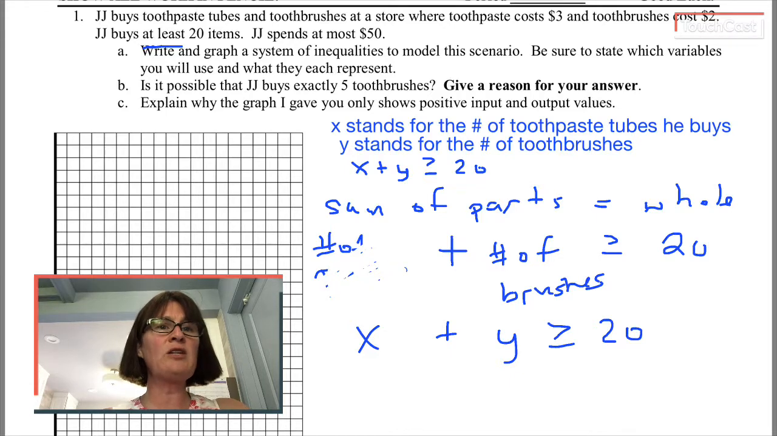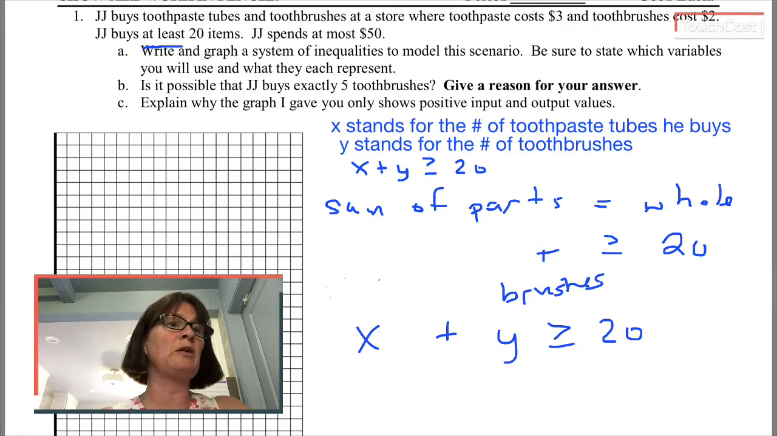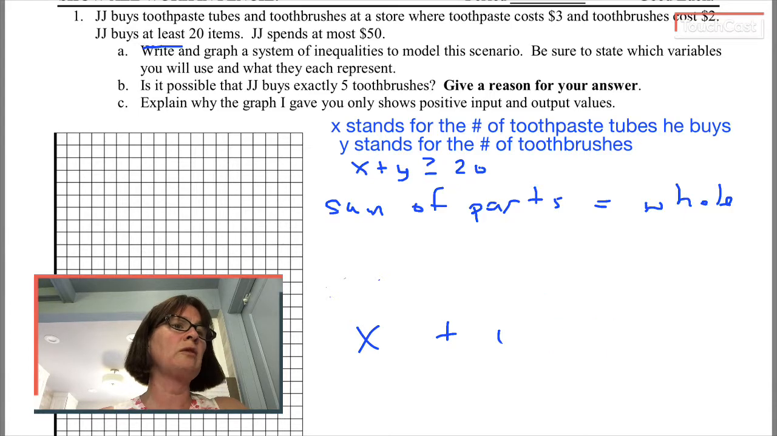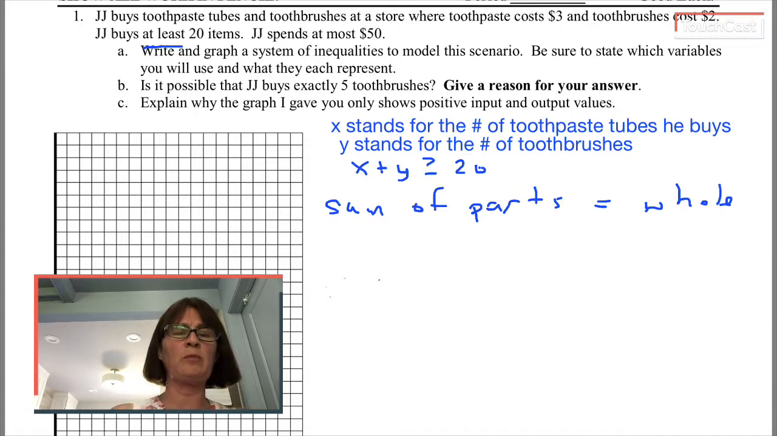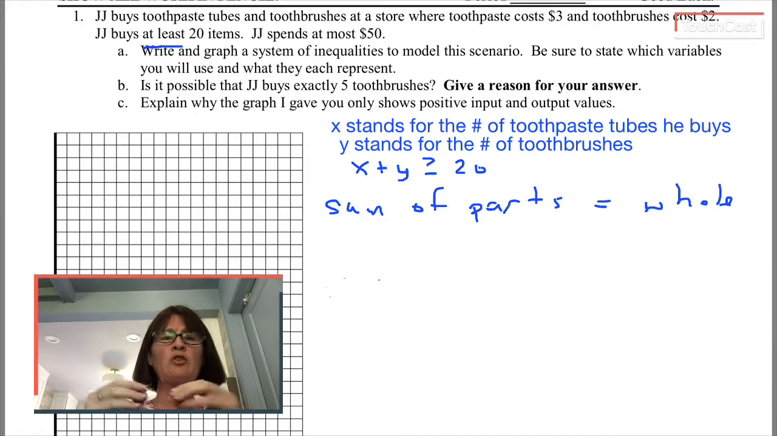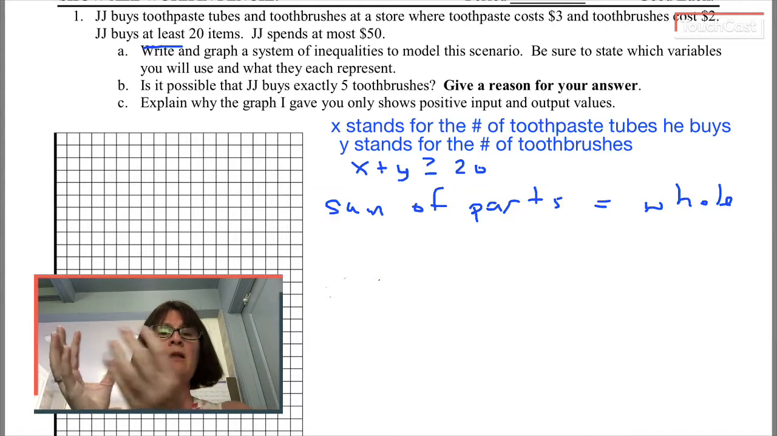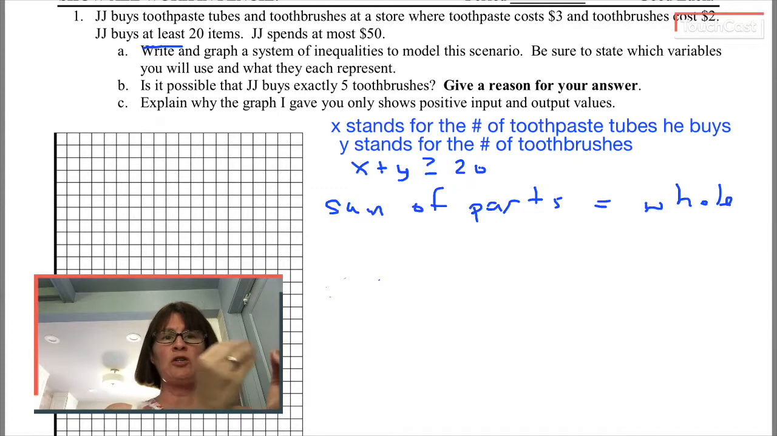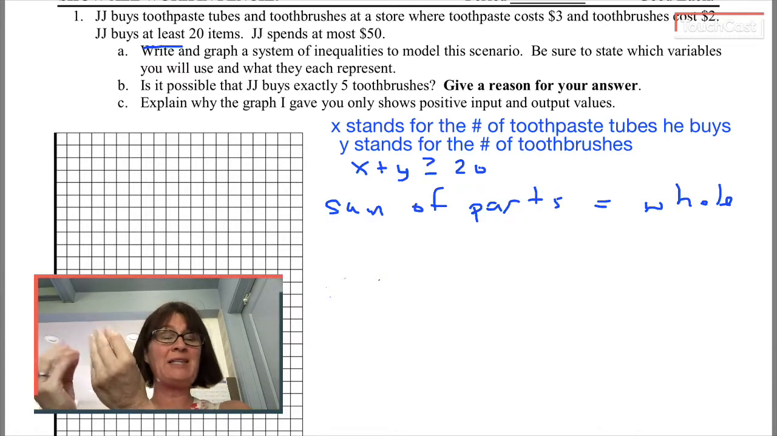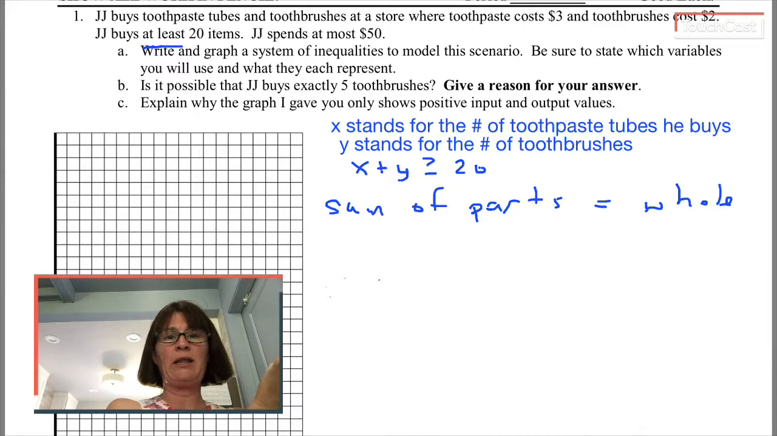Now I'm going to go back and write myself a note about the second constraint. It turns out it's another case where the sum of the parts equals the whole. In this case, the sum of the parts is less than or equal to the whole, because we have a maximum total that he can have of $50. Another thing I noticed some students mixed up when writing your inequalities: 20 is a number of things he buys, and things that qualify as things are toothpaste tubes and toothbrushes. So when we add things to get a total, they have to have the same units. So toothbrushes and toothpaste can add together to compare to the 20 things.